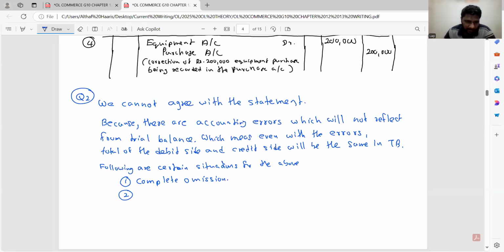Second one, recorded the transaction properly with incorrect values. With incorrect values.